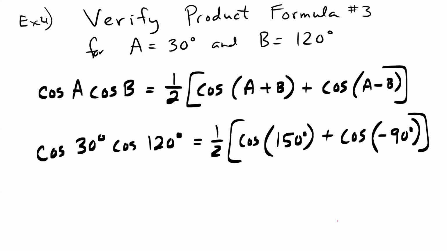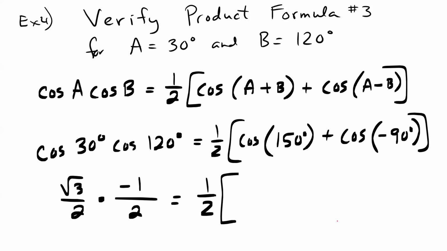So cosine of 30 degrees is root 3 over 2 multiplied by cosine of 120, negative 1/2. Perfecto. Okay, so we have 1/2 here based on the formula: cosine of 150, and a cosine of negative 90, which is 0. Just a 0.